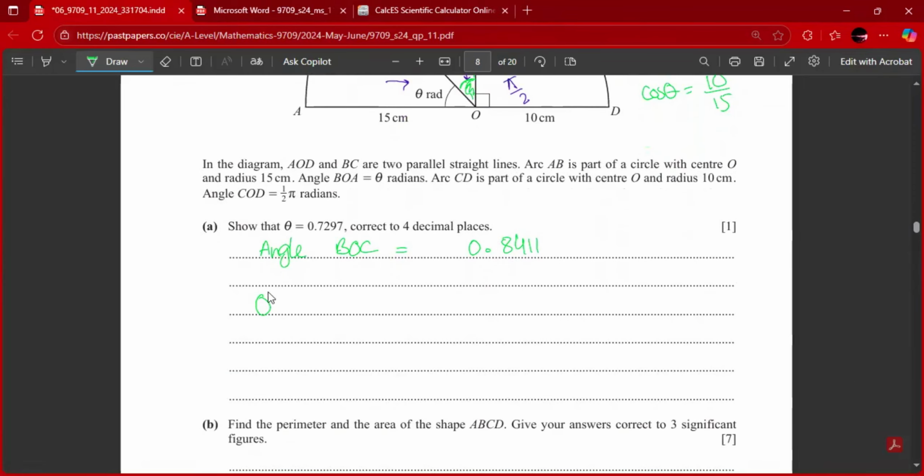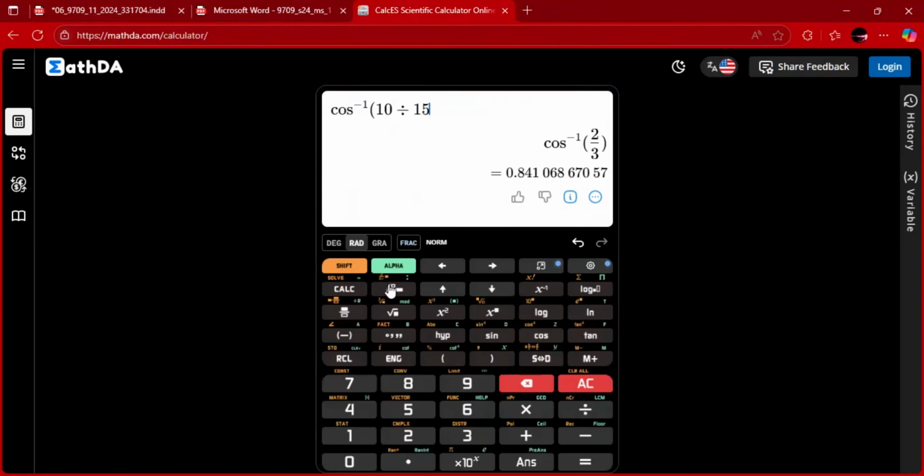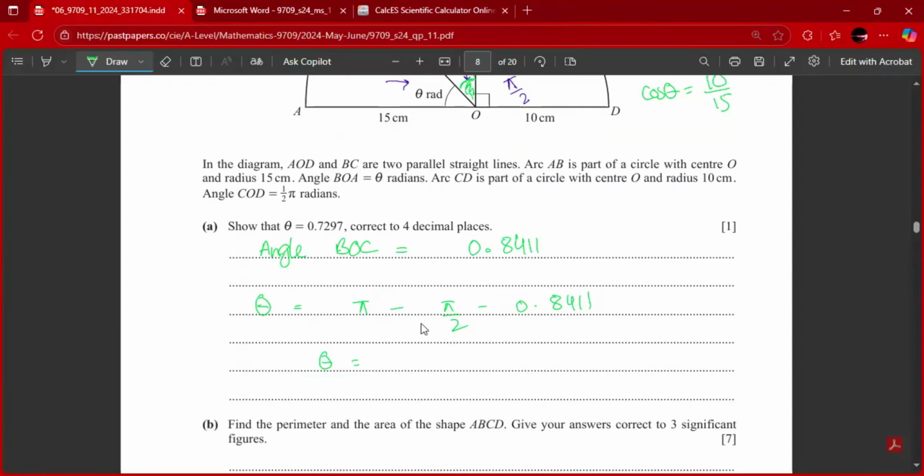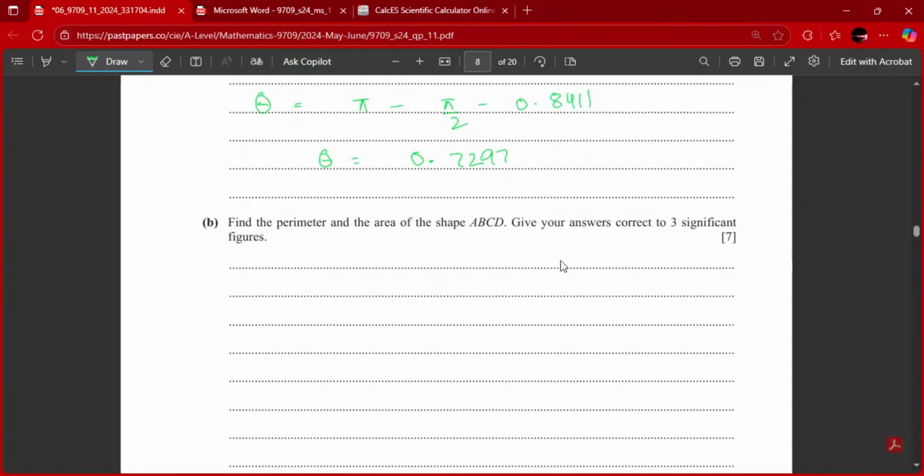Now, theta is equal to pi minus pi over 2 minus 0.8411. Theta is equal to, this is simple, 0.5 pi. Okay. Answer minus 0.8411. Shift. Okay, it's negative because I did not erase the equation, but it's fine. 0.7297. Hence proved.